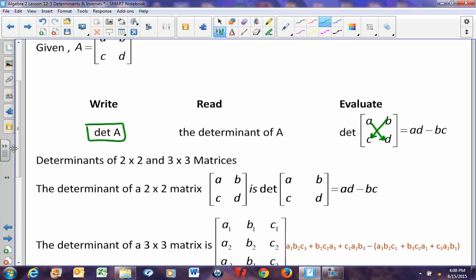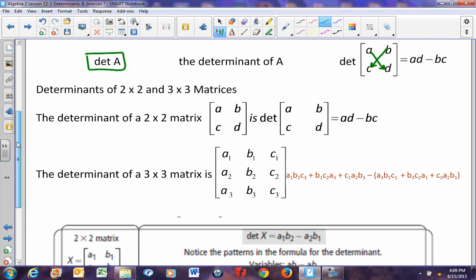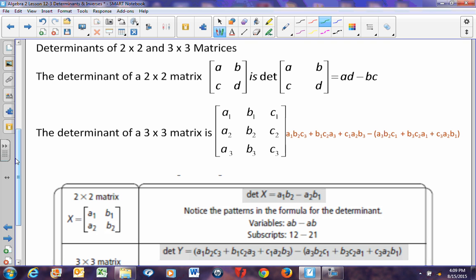Determinants of 2 by 2 and 3 by 3 matrices. Determinant of a 2 by 2 matrix is pretty easy. You're just going to multiply A times D and subtract B times C from it. The determinant of a 3 by 3 matrix is fairly complex. You're going to multiply A1 times B2 times C3, and then B1 times C2 times A3, and then C1 times A2 times B3, and you're going to subtract A3 times B2 times C1, plus B3 times C2 times A1, plus C3 times A2 times B1.